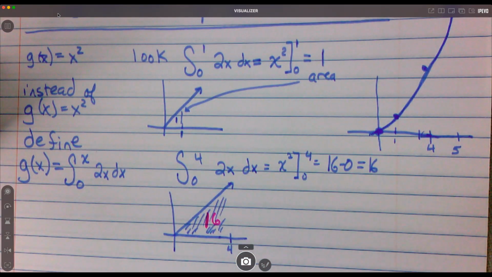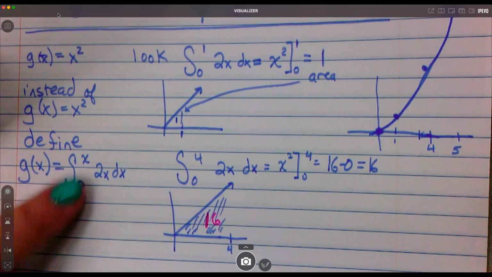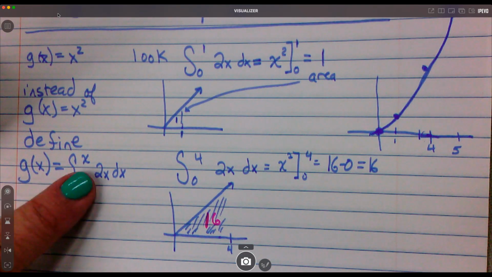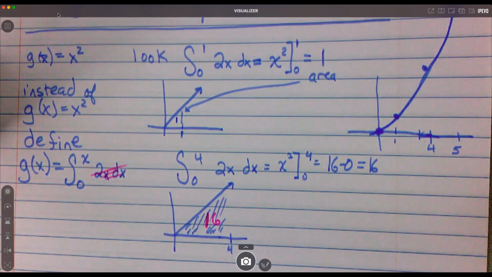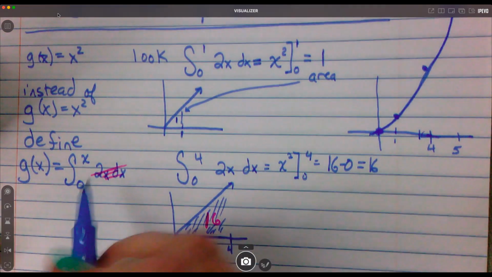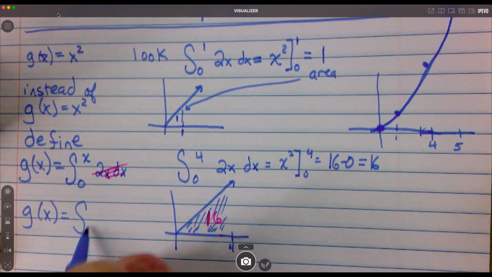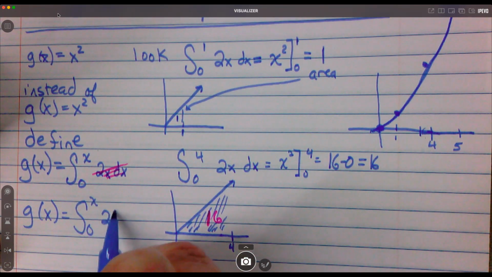But we can't do it just like this. There are too many x's. This x is the input for g of x. This x has to do with area. So here's what they do. They change it, and they change the variable on the second part of it. 0 to x, and usually they change it to t's. 2t dt.